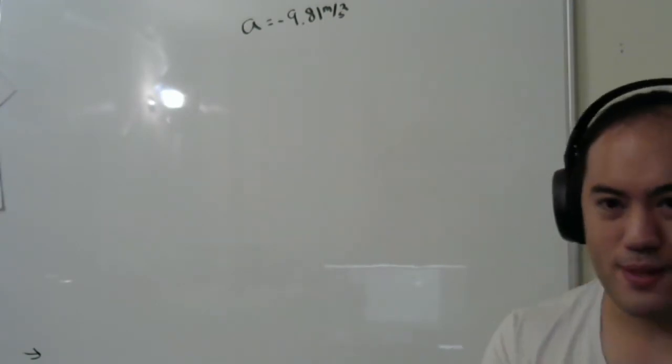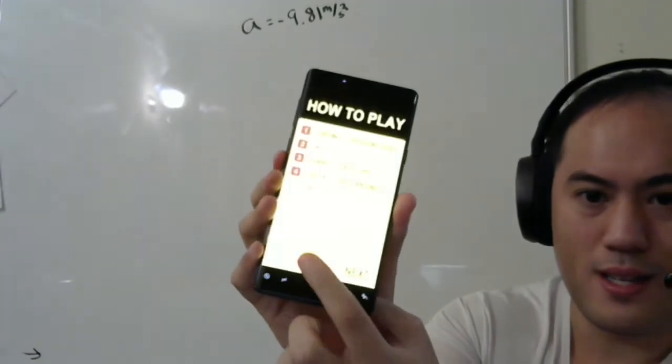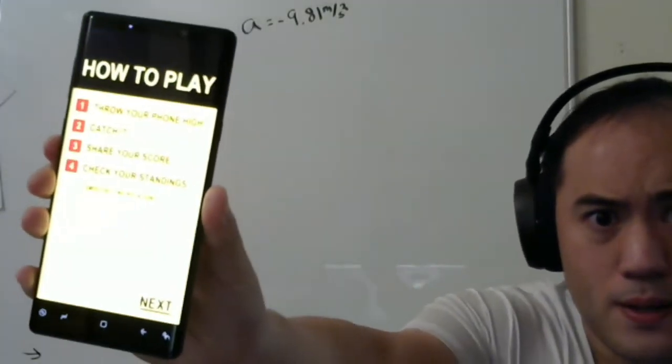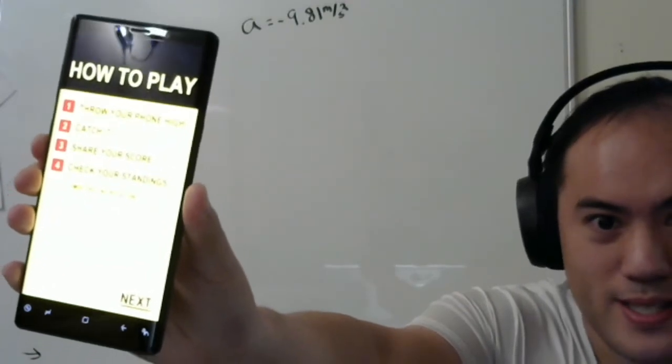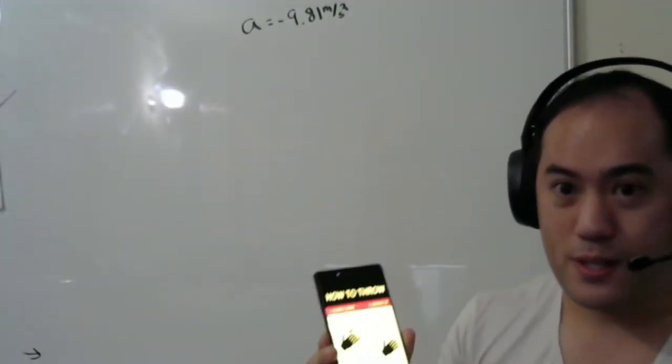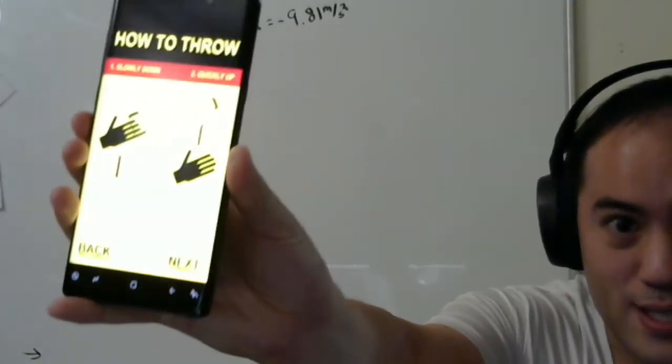So it's pretty simple. But there's a tutorial. I'll show you guys right now. Tutorial. There. Throw your phone high, catch it, share your score, check your standings. So if you have a really old phone and you want your parents to buy you a new one, here's how you can send your phone to heaven.